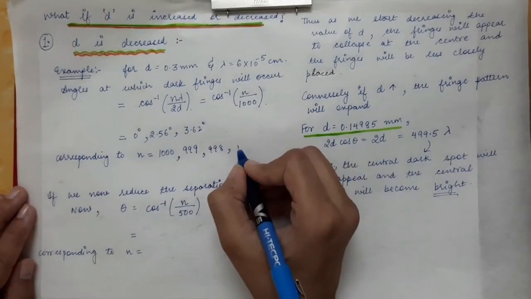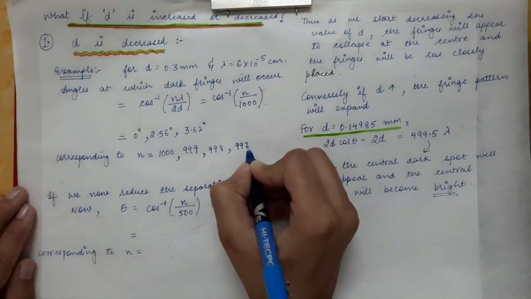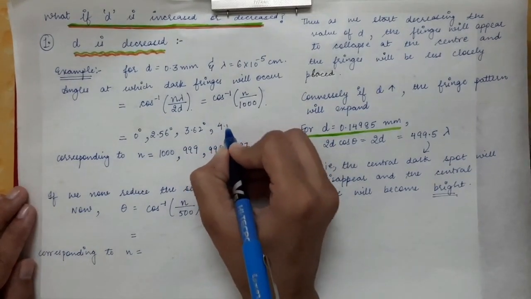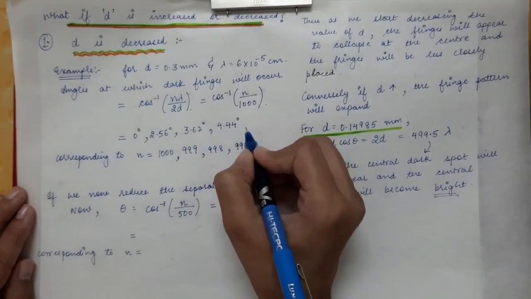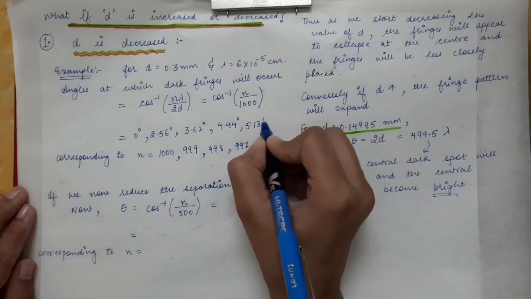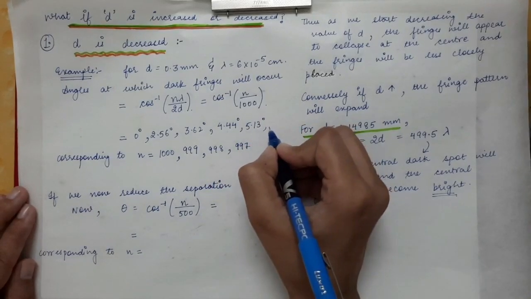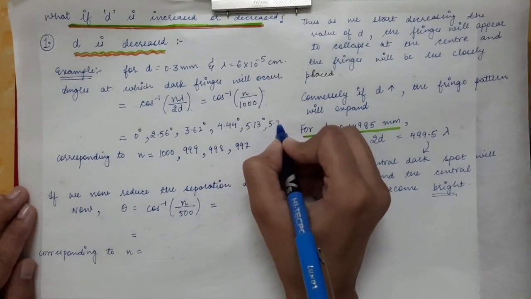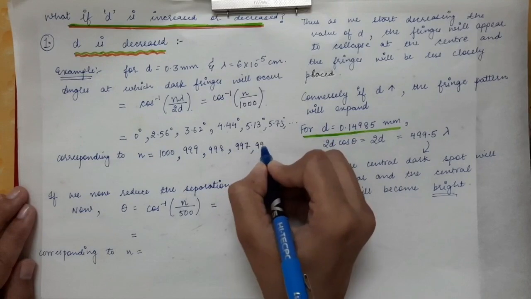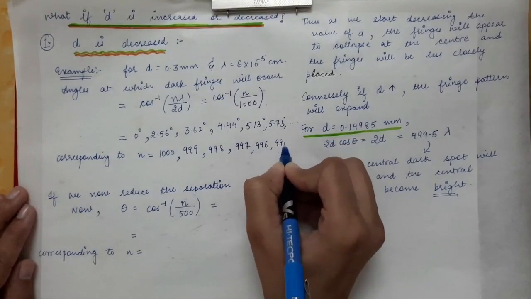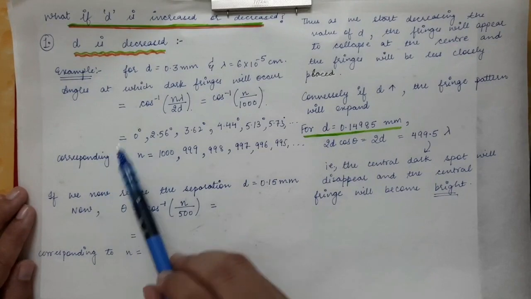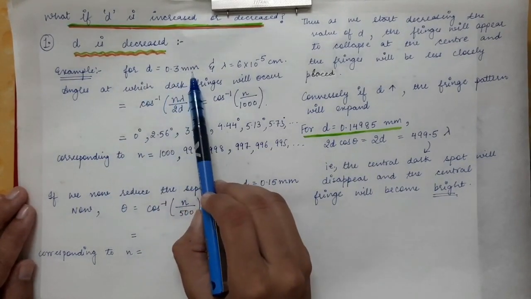Then when n is equal to 997, theta will increase, so theta will be equal to 4.44 degrees, and so on. You will get further angles. So you will get again 5.13 degrees, then 5.73 degrees, and so on, for n equal to 996, then 995, and so on. So this is the case when d is equal to 0.3 millimeter.